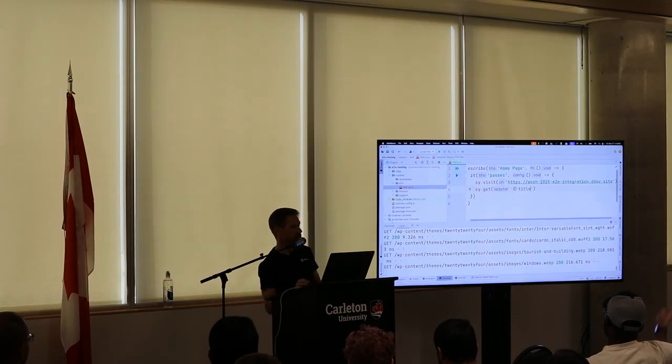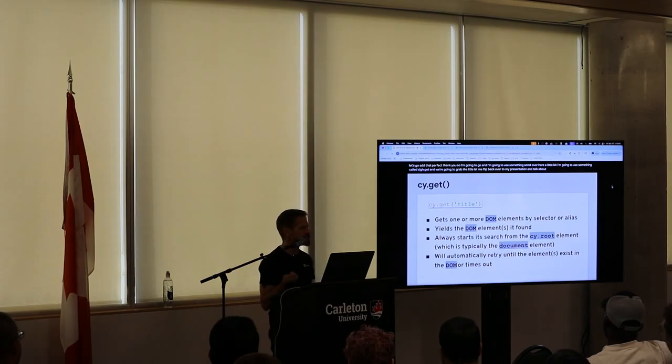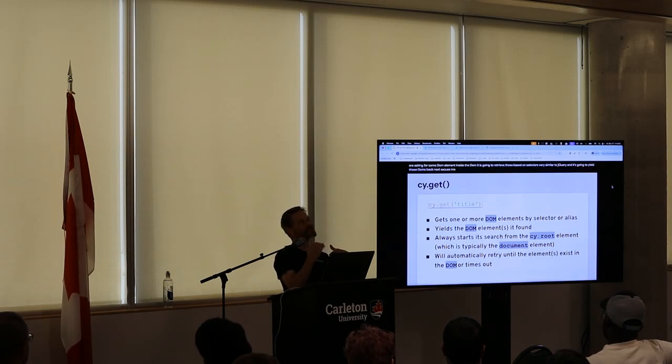Let me flip back over to my presentation and talk about cy.get. cy.get is very similar to jQuery in that you are asking for some DOM element inside the DOM. It is going to retrieve those based on selectors very similar to jQuery, and then it's going to yield those DOM elements to the next thing in the chain.